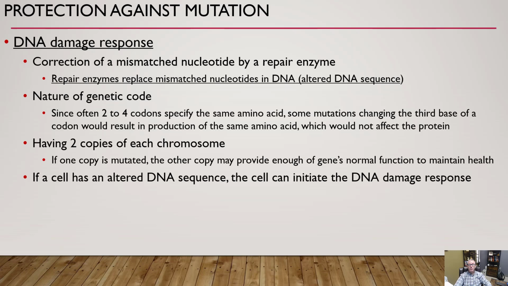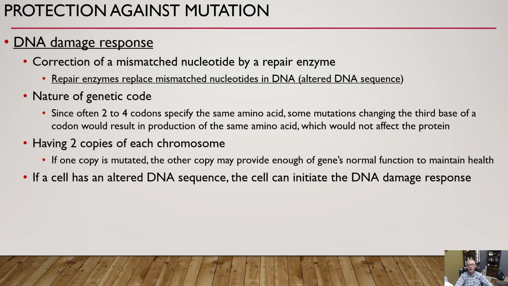All right, so how do we protect against mutation? We have this DNA damage response. We can possibly correct that mismatched nucleotide. We can splice out the incorrect portion and reinsert the correct portion. We can scrap that whole protein altogether if the body wants to, or we can kill off that cell if the body wants to do that.